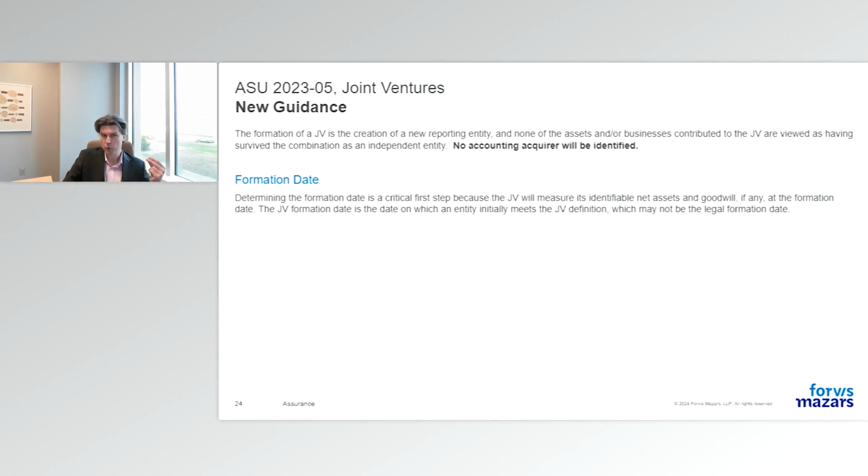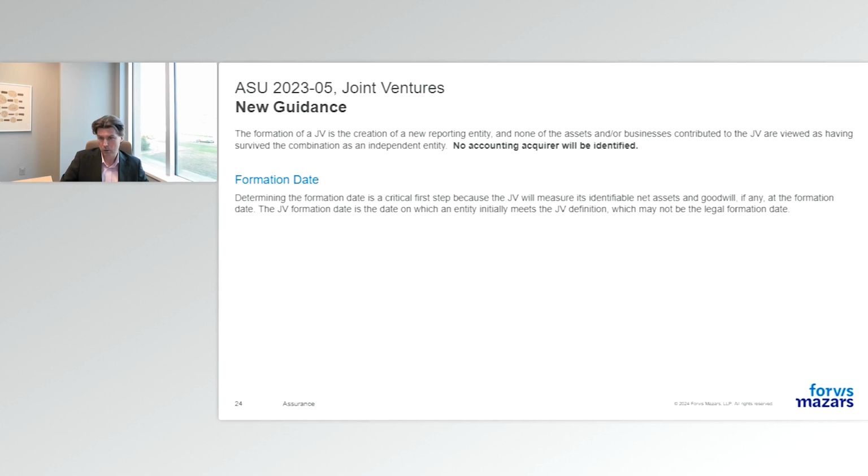But there are a couple of key adaptations from business combination guidance that the JV would apply. And that is that a joint venture is the formation of a new entity without an accounting acquirer. So the formation of the JV is, again, the creation of a new entity, and none of the assets or businesses are viewed as having survived the combination as an independent entity. And then the JV measures its net assets and goodwill at the formation date. And that formation date, obviously another key data point for determination, is the date on which an entity initially meets the definition of being a joint venture. Again, with that definition being defined in the master glossary of the codification.